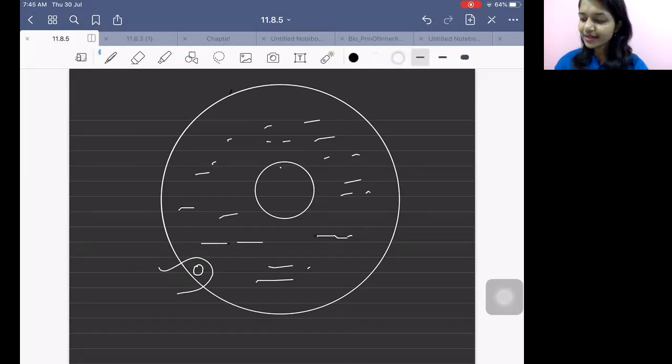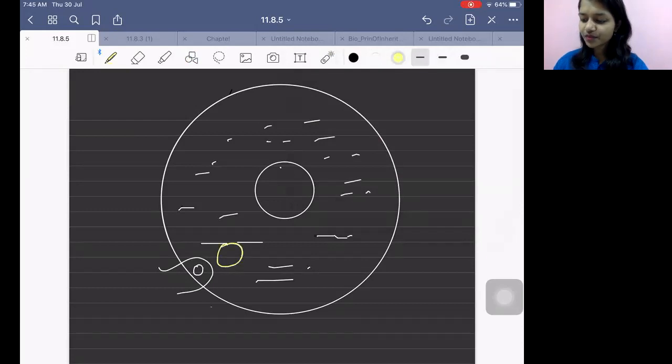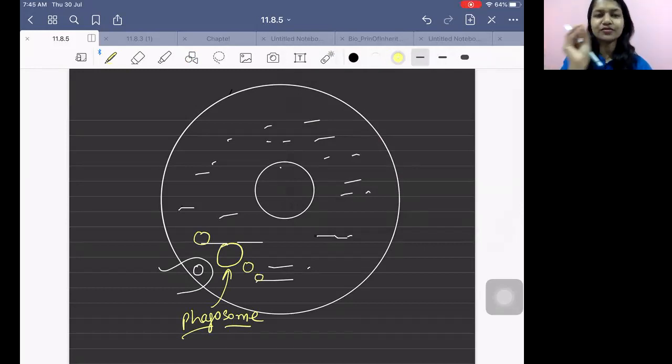Remember, what do we call it? We call it what? Phagosome. Right? Having food in it. So there will be several small phagosome. There will be so many small phagosome having little food, right? Now, what if they all are fusing?